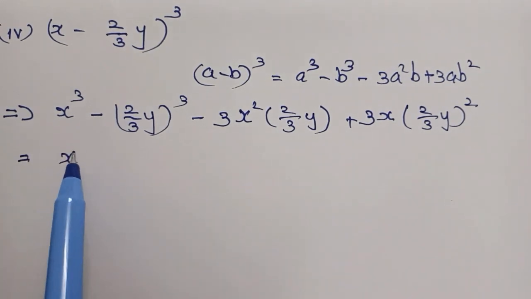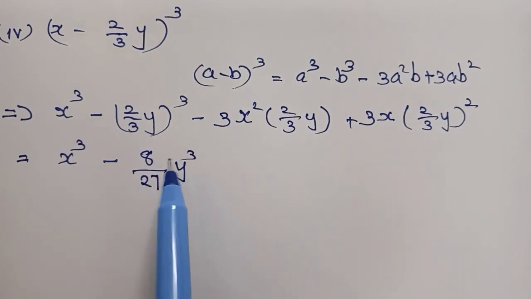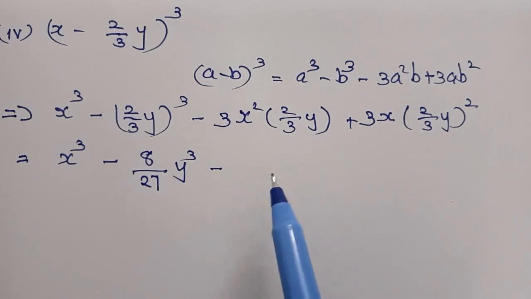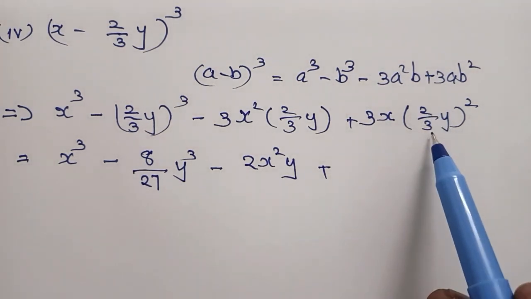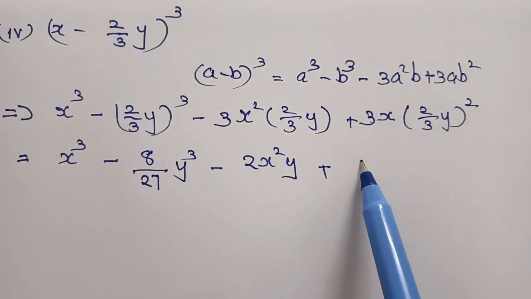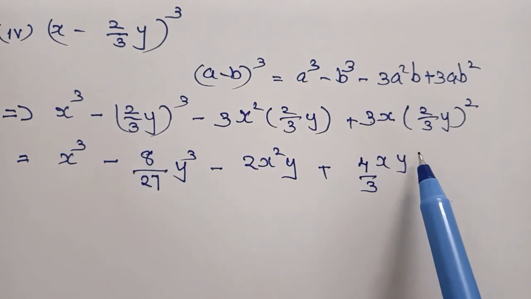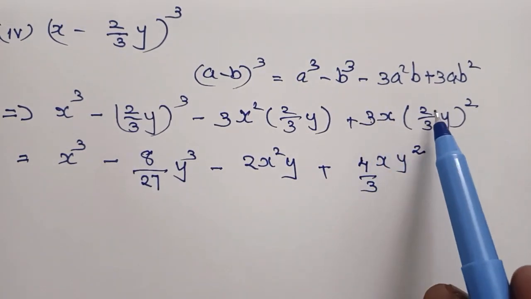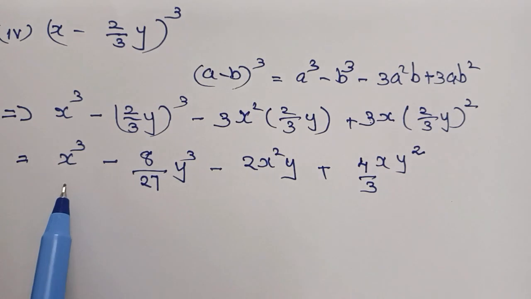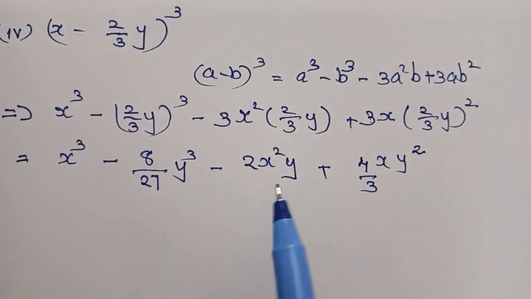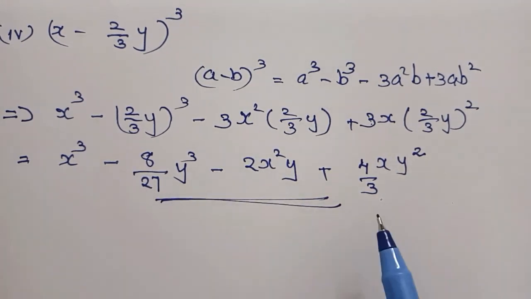It is equal to x³ same minus 2³ is 8, 3³ is 27, y³, minus, here cancelling 3 we get 2x²y, plus, now here it is 4/9, cancelling by 3 we get 4xy/3, 4/3 xy², xy², isn't it? 3 here it is 4/9, 3 and 9 cancel, you get 4/3 xy². Okay, x³ − (8/27)y³ − 2x²y + (4/3)xy². That is the fourth answer.